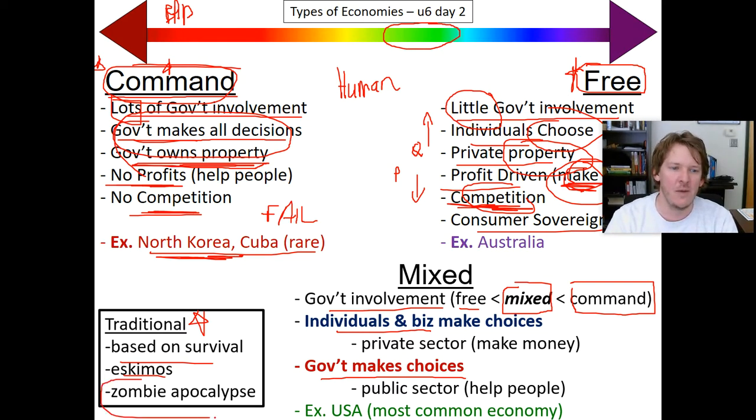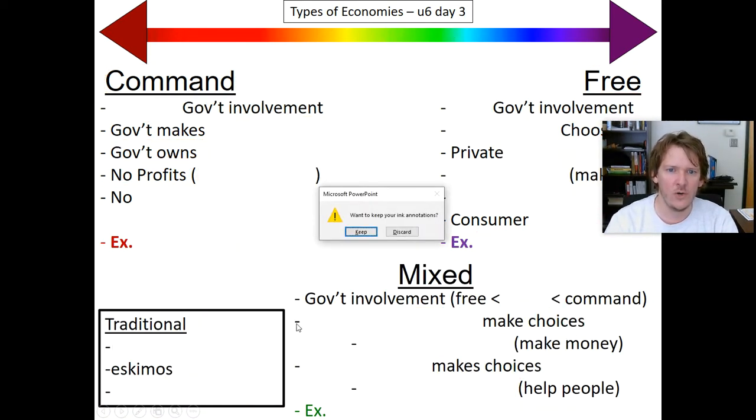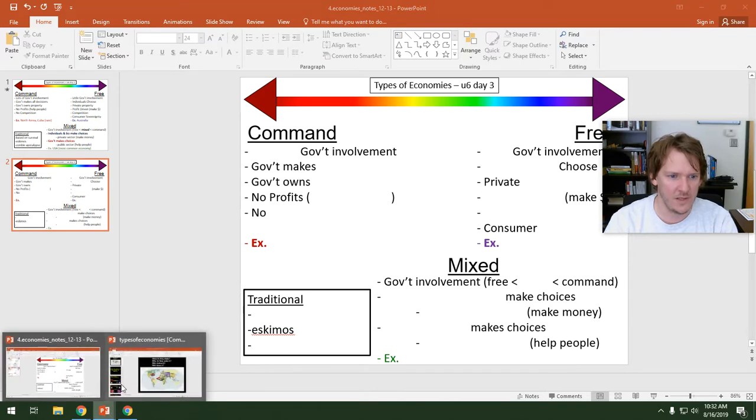If you've seen any of the zombie apocalypse type shows, and there's millions of them, they basically turn into survival economies. No one is running businesses. They're just trying to go day to day. Let's dig a little bit deeper, shall we, into our types of economies.